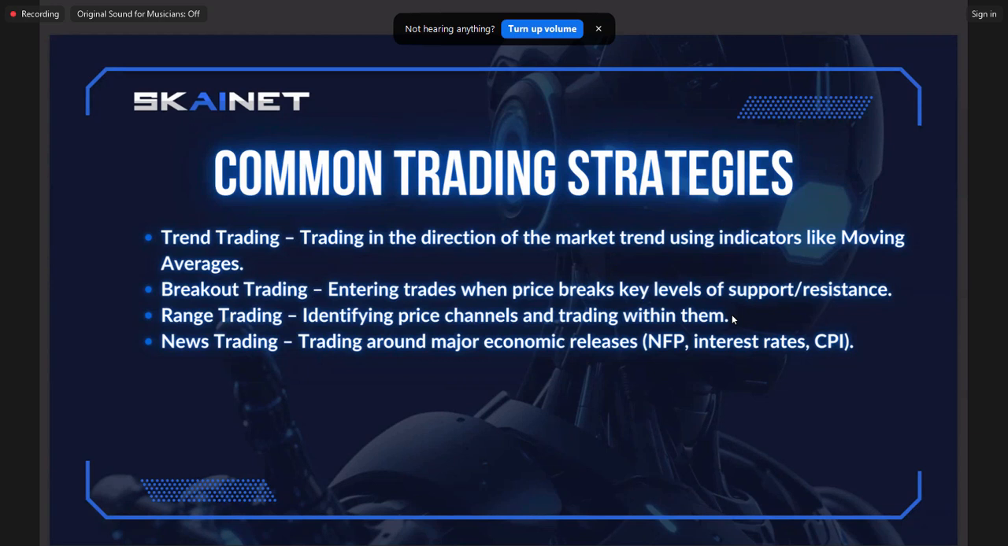Then we have breakout trading. So this is when you're entering trades when price breaks key levels of support and resistance. And of course, support or resistance, once again, is another technical term that you will use for technical analysis. We have range trading as well. So identifying price channels and trading within them. So you know where your highs and your lows are, and then you can find trade setups in between.